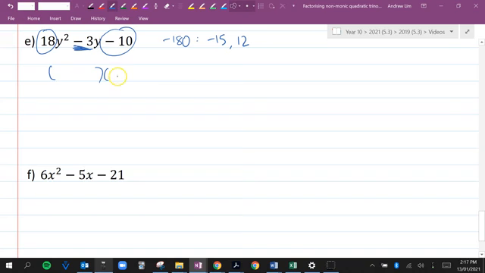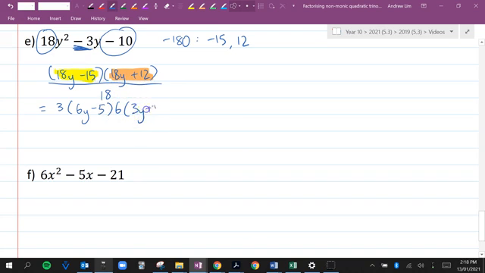Okay, so we've got 18y all over 18, minus 15 and plus 12. Yeah, I can factorize both of them. The first one I'll take out a 3. The second one I'll take out a 6. So that leaves me with 6y minus 5. When we take out a 6 from this, we are left with 3y plus 2 all over 18. And we can see that 3 times 6 is 18, and that cancels with 18. So my final answer is 6y minus 5 times 3y plus 2.